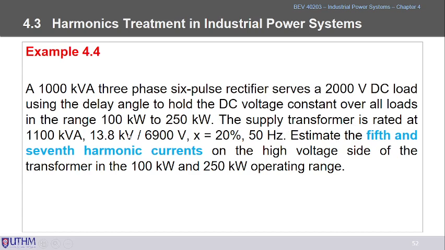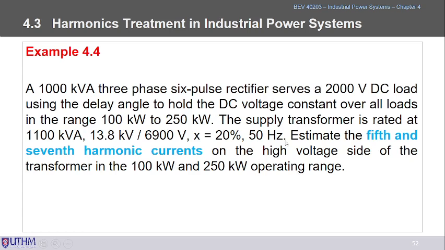This transformer is rated at 1100 kVA, 13.8 kV at the primary, and at the secondary it is 6900 volts, with the reactance or the impedance as a whole being 20%, operating at 50 Hertz. That means we can use the 1 over h rule to identify the fifth and the seventh order harmonic current contents in our system here.